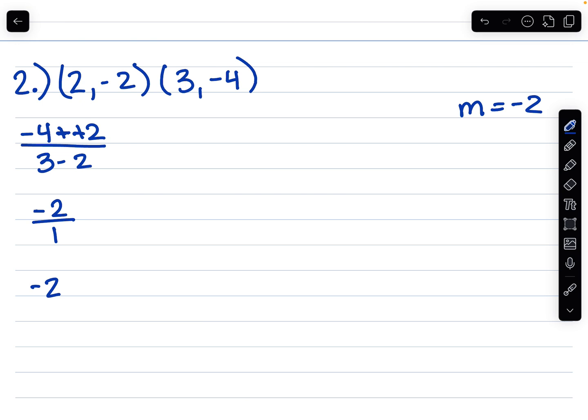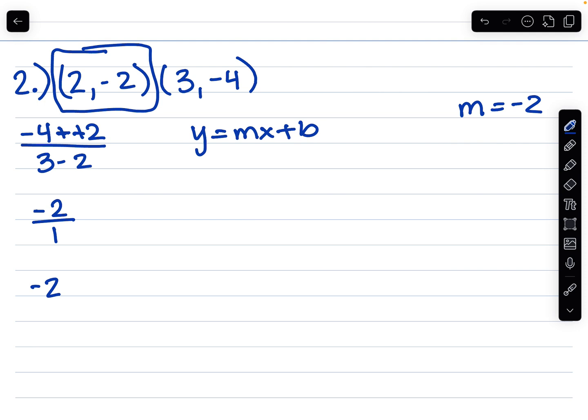Caden, I can use either of those ordered pairs. Which one do you want to use? The first or the second? First. Okay, again, doesn't matter which one you choose. We just choose one and we're going to use that. All right, so what equation now am I going to write? What equation do I use to solve? Y equals mx plus b.